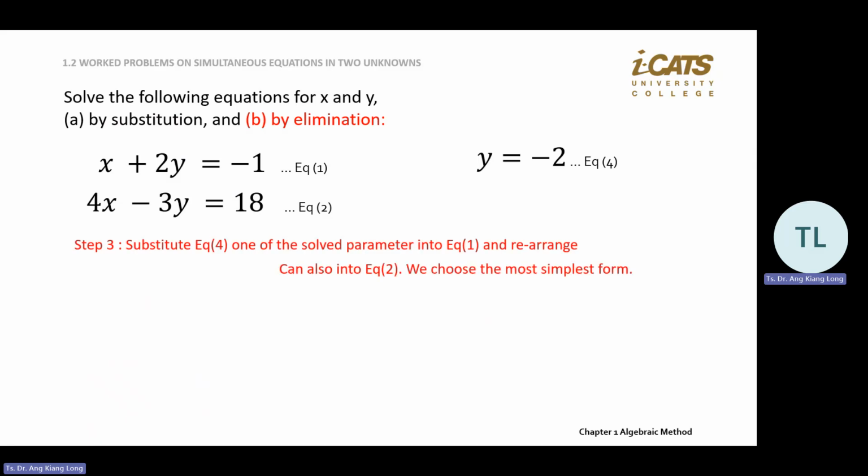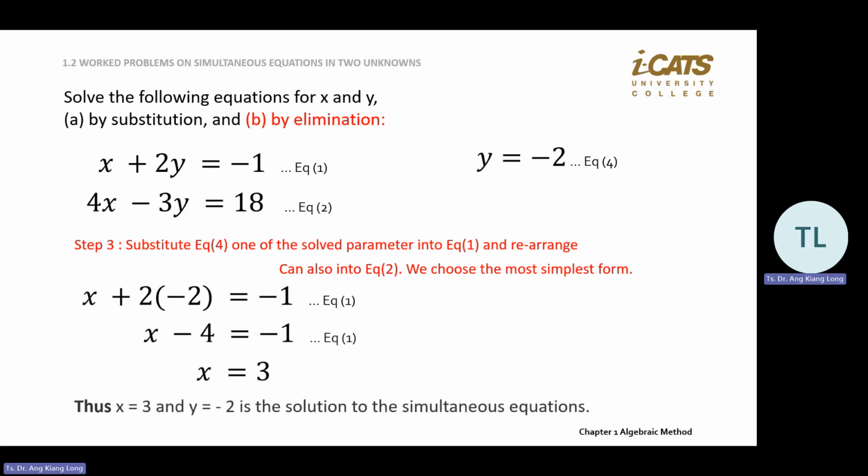Equation 4, you can choose to substitute into equation 1 or equation 2. But the rule of thumb, meaning the rule of solving questions, is we always go for the shortest and simplest equation. Don't complicate yourself with a very high coefficient. So go for the simplest one. So it's equation 1. So substitute y equal to -2 inside here, solve for x.